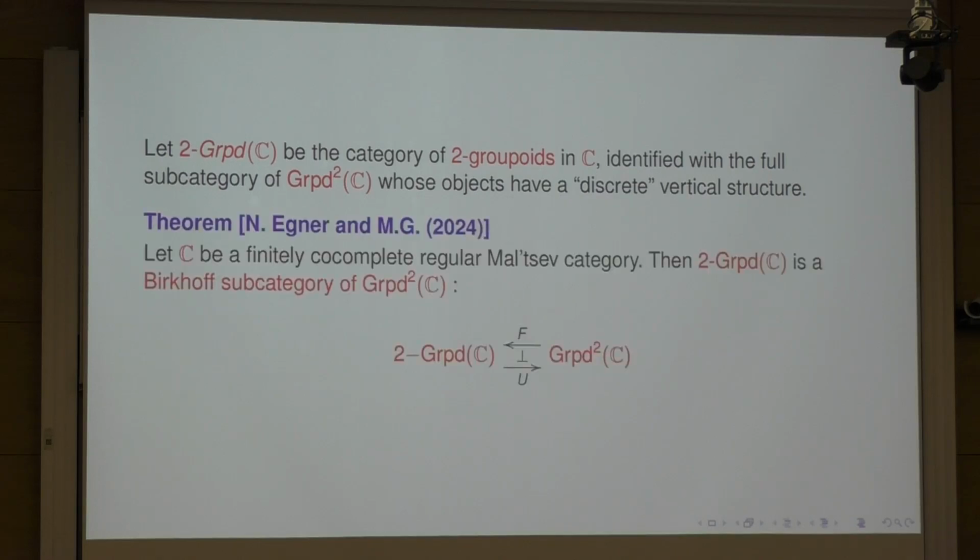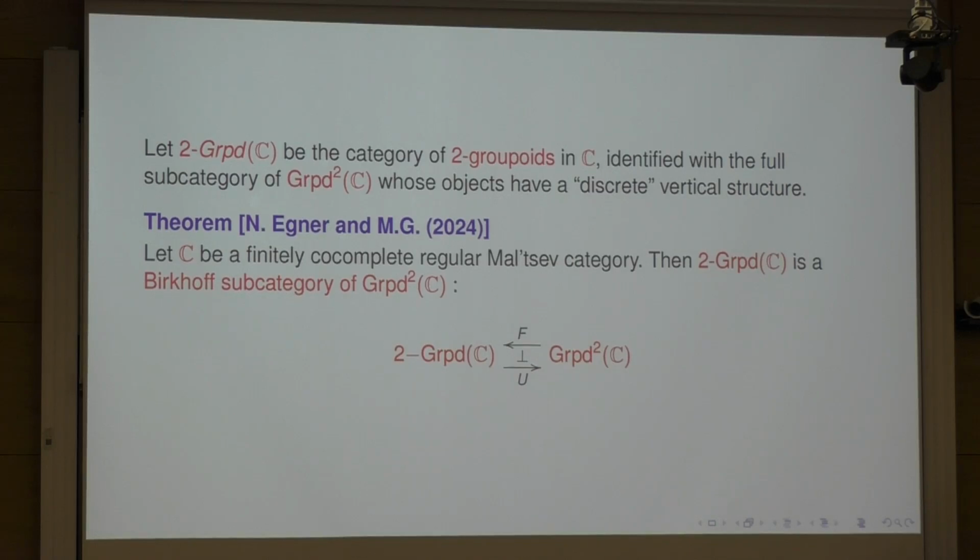Now, two groupoids can be seen as a full subcategory of double groupoids whose objects have a discrete vertical structure. And the result with Nadia Egner is that when you have a finitely co-complete regular Maltsev category, then two groupoids is a Birkhoff subcategory of double groupoids in C.